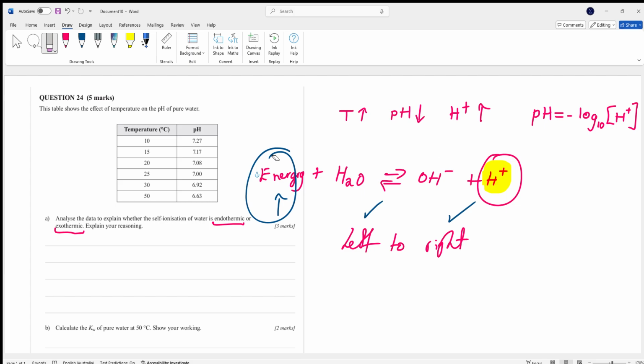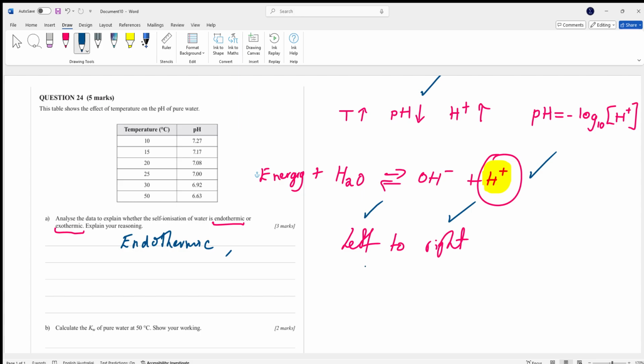If it is an endothermic reaction, as energy is a reactant, if you increase the energy, which is increasing the temperature, it will shift left to right to create more H+, which will indirectly lower the pH. So in this case the answer would be the reaction is endothermic, and you have to write into your reasoning what I just explained there. Words I would use is Le Chatelier's principle.